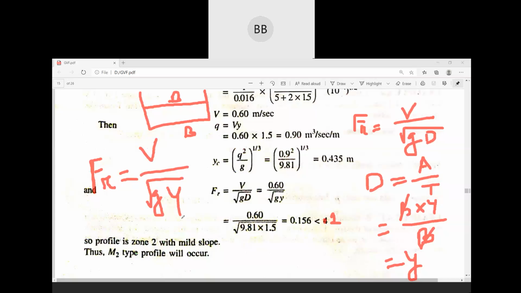So that is why, for a rectangular channel, when we calculate the Froude number, we can write directly V by root over GY. But you cannot use this equation for other cross sections or channel shapes, like trapezoidal, triangular, or any other shape. It is only valid for a rectangular channel. Velocity, I think we have already calculated. G is 9.81 and depth of flow is 1.5 meter.